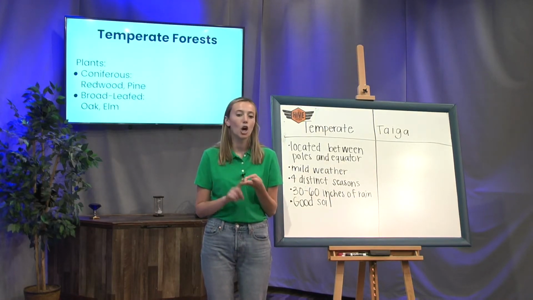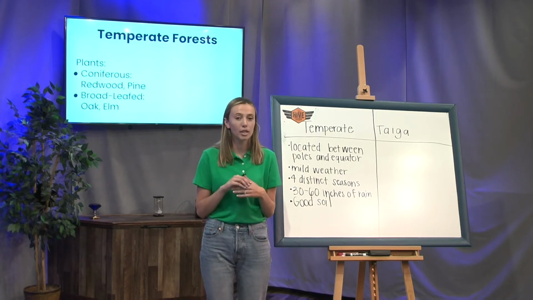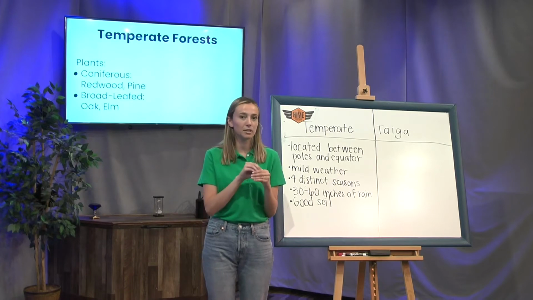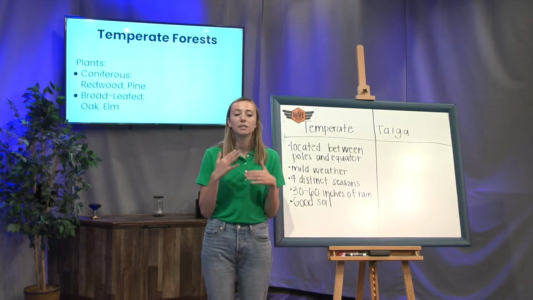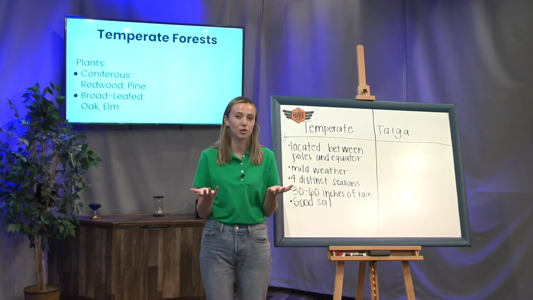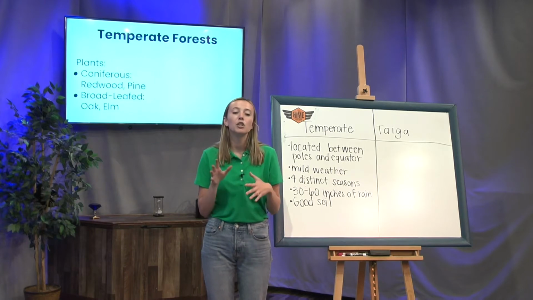Redwood, pine, oak, elm. You can have lots of different types. And maybe if you go to a colder ecosystem, remember ecosystem and biome are a little different, you're still in a temperate forest biome. If it's a little colder, there's probably more coniferous trees, whereas if you go to a little warmer temperate forest, you might have more broadleaf trees.